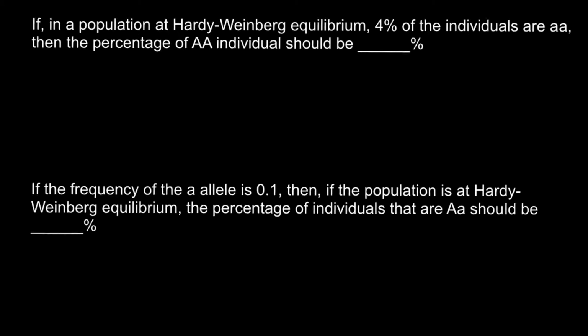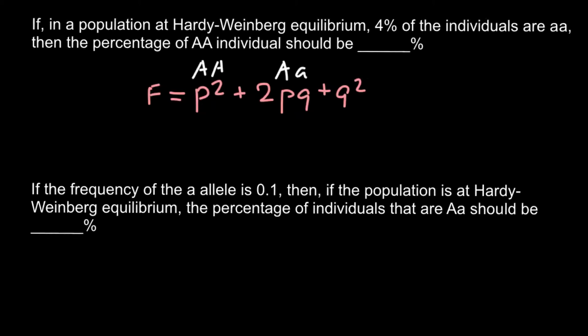In this formula, the frequency of the three genotypes in equilibrium would equal p squared plus 2pq plus q squared, where p squared stands for the homozygous dominant genotype, 2pq stands for the heterozygous genotype, and q squared stands for the homozygous recessive genotype. And when we combine all three genotypes we are going to get 1, or on the other scale, 100%.